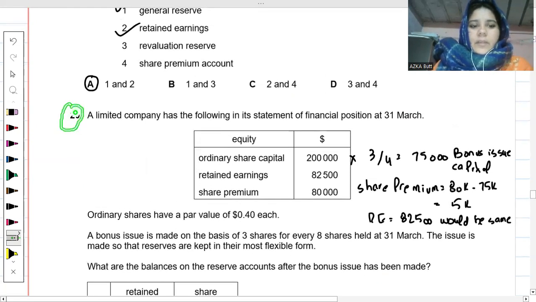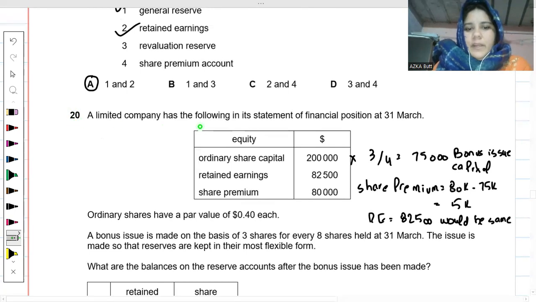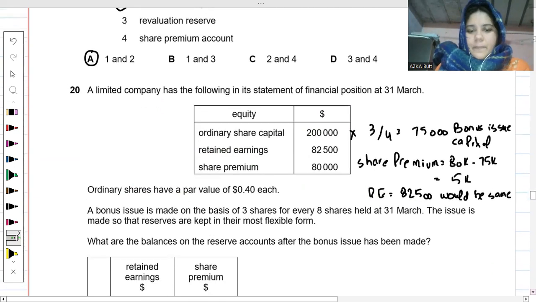Okay, so in question number 20, a limited company has the following in its statement of financial position at 31st March. We have the ordinary share capital, the retained earnings, and the share premium. Ordinary shares have a par value of 0.40 each. So if you want to find the number of ordinary shares, you have to divide this 200,000 by 0.40. But I think this is not asked by the examiner.